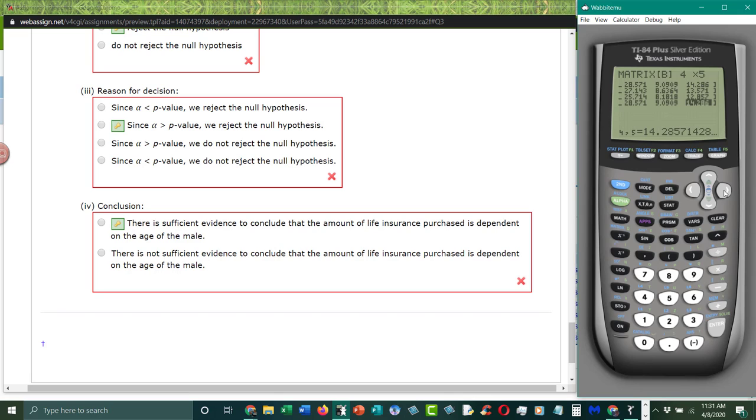And notice it put all the information right into B for us, so we didn't have to do any of the work. That's it, and I will see you on Saturday.